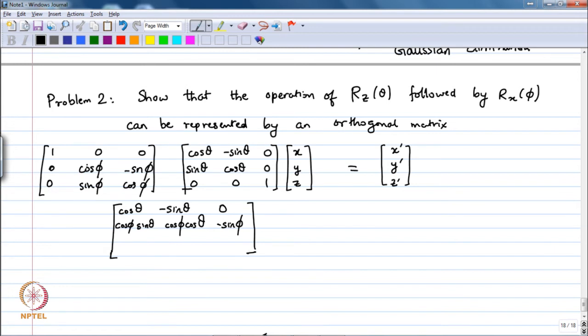Okay. Now, in the last column we will have 0, sin phi sin theta, and 0, sin phi cos theta, then I have 0, 0, and I have cos phi. Okay. So, this is what the product of these two matrices looks like, and when it operates on x, y, z it will give me x prime, y prime, z prime.